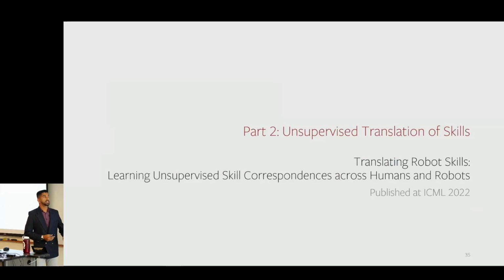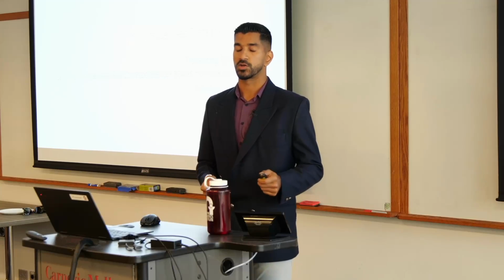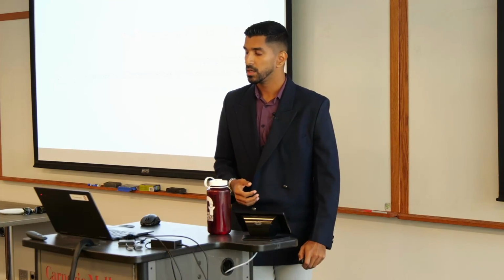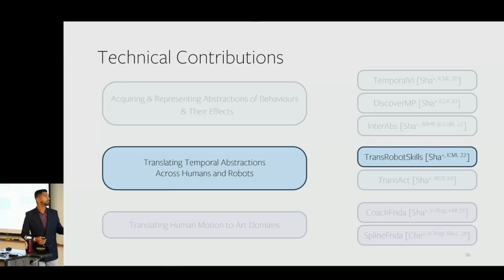With that said, let's jump into part 2 of the talk, which shifts gears into addressing unsupervised translation of skills. The project that I'm again going to briefly present here is titled Translating Robot Skills: Learning Unsupervised Skill Correspondences Across Humans and Robots. And this was published at ICML 2022. Now, this shifts gears into addressing how you can translate these temporal abstractions of behavior across humans and robots.